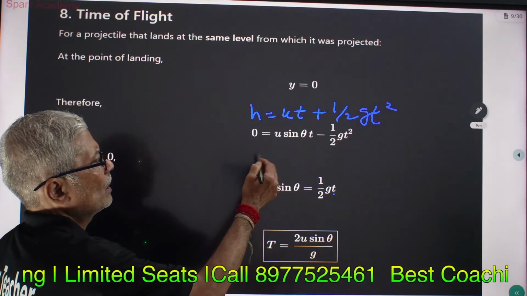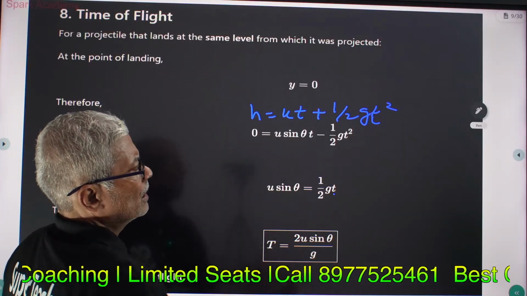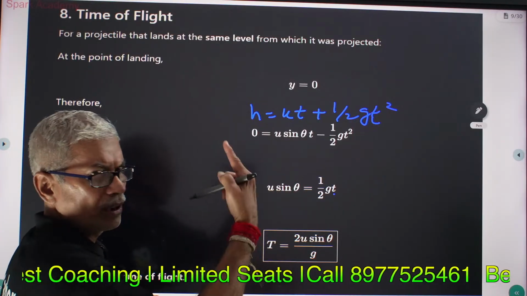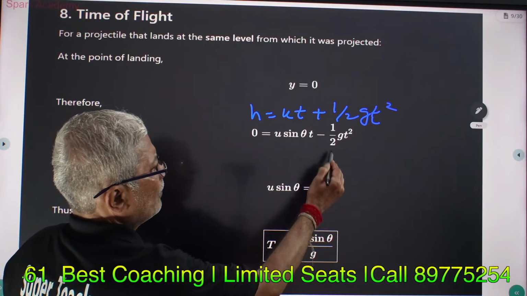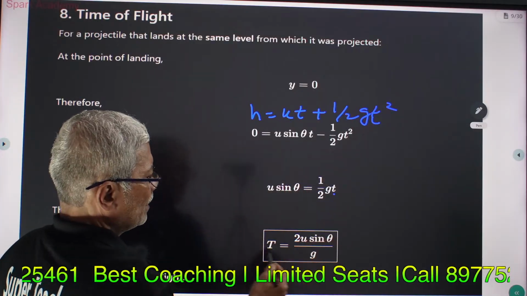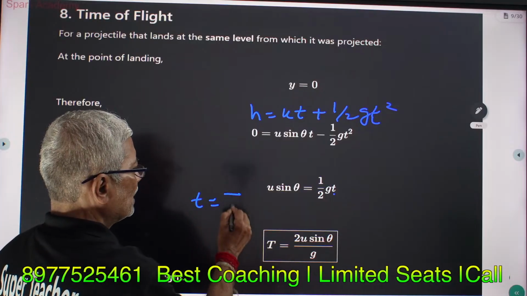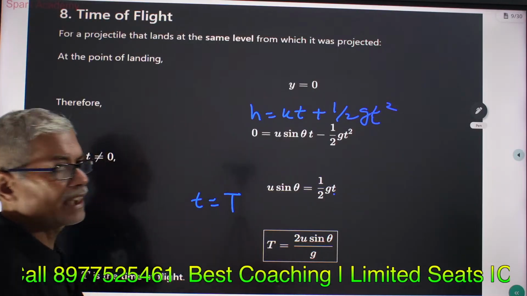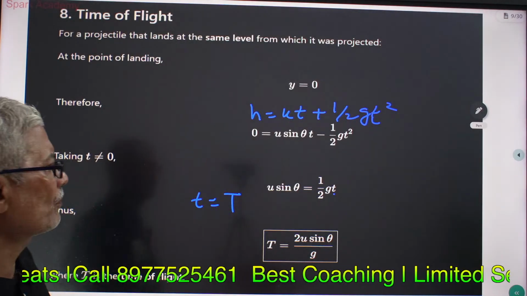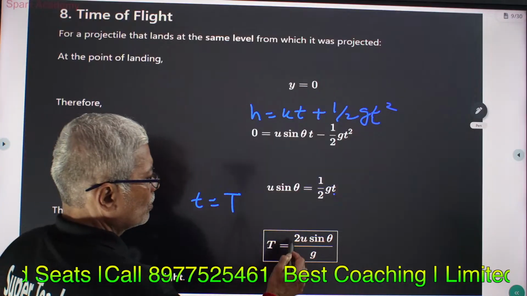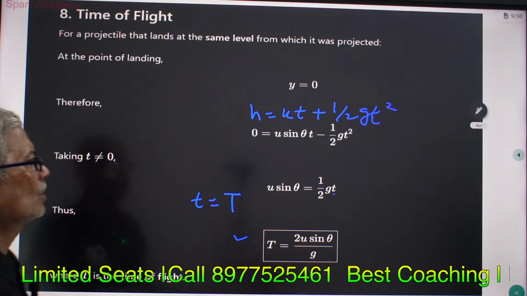Okay, so u sin theta t, you can bring this to the other side, because g is acting downward while the body is going up. u sin theta is equal to half g t, half into t cancels. From here, t is replaced by capital T. Capital T means total time of flight. So total time of flight will be equal to 2u sin theta by g. Are you following?